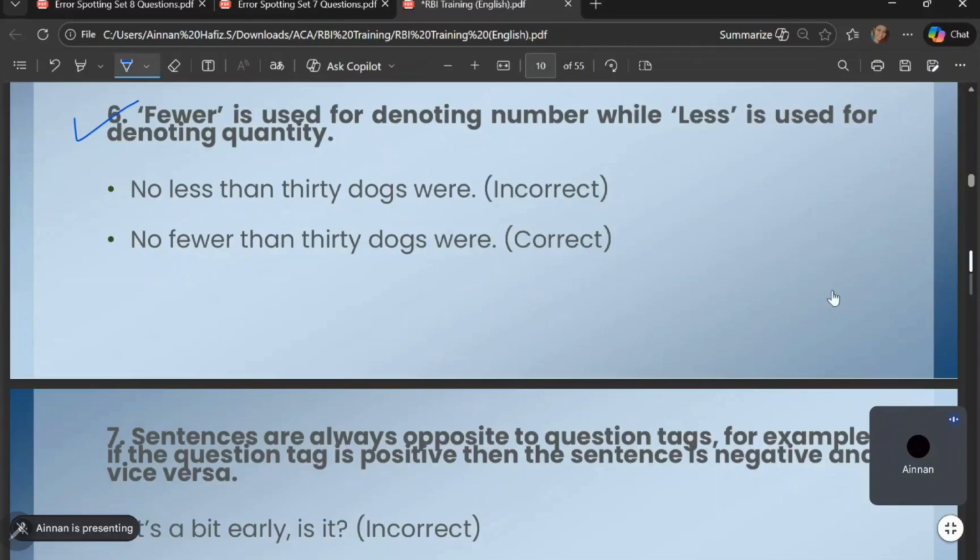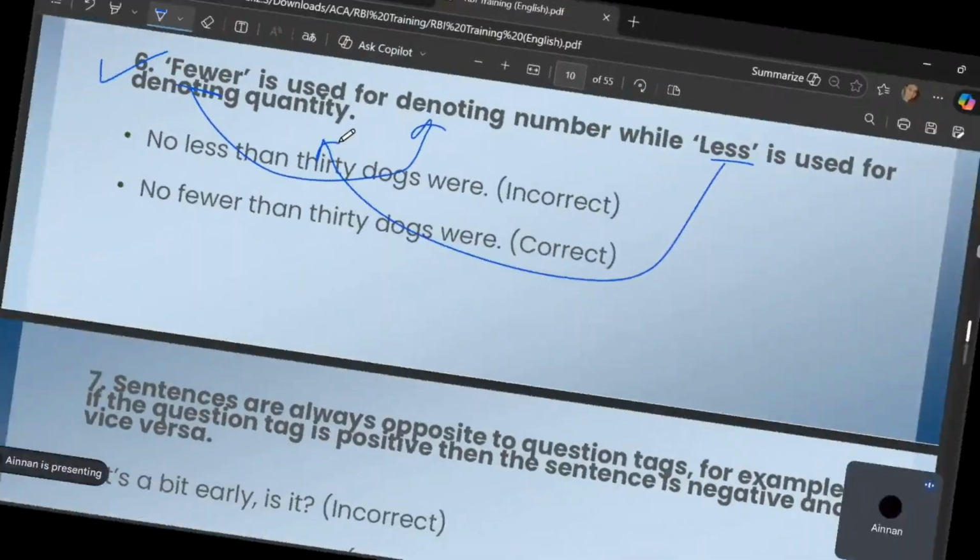Oh, hold on, students. There's someone who wants to join. So number is something where you can count, whereas quantity is something that you measure. So we use fewer when you want to denote a number and less when you want to denote some quantity. Okay, please make a note of this.